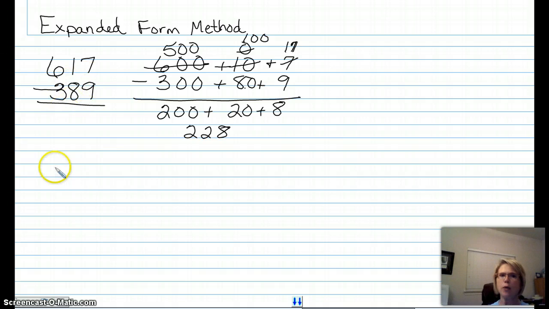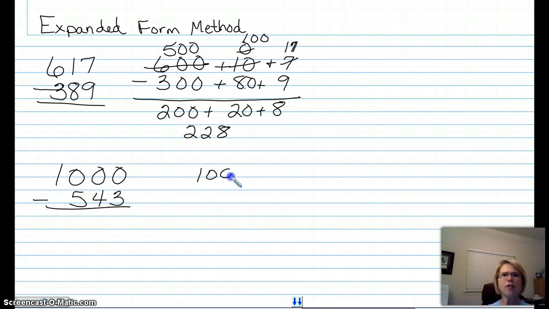I'm going to come back in a minute and show you how that works over here when we borrow and regroup. Let's take the dreaded zeros. We never know when they turn into nines or what turns into tens. Let's see if we can figure it out using expanded form.